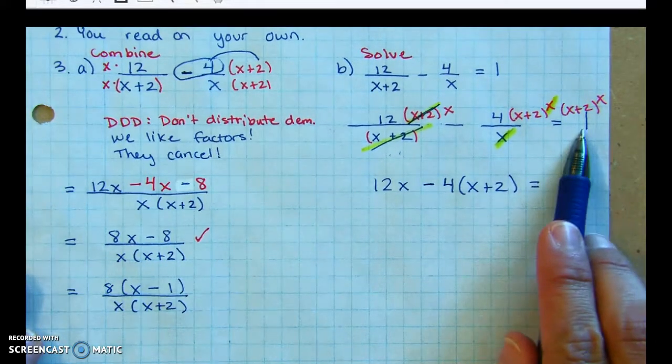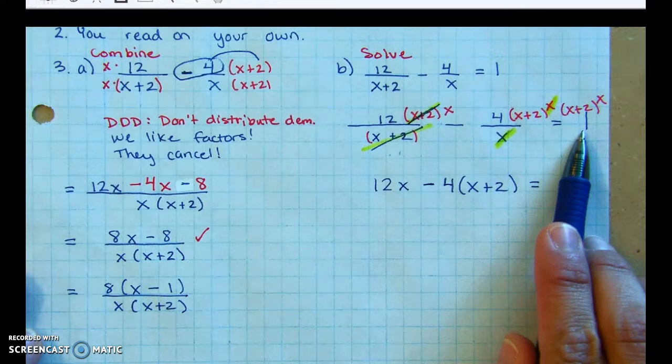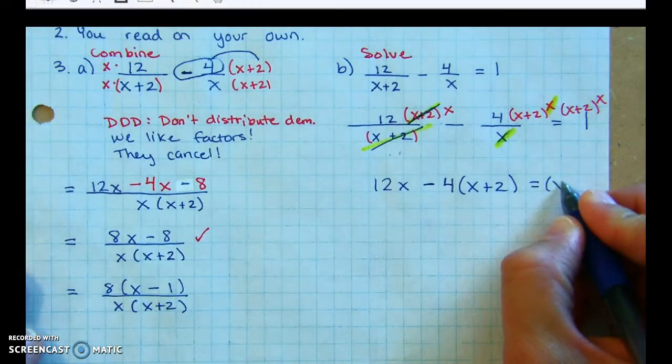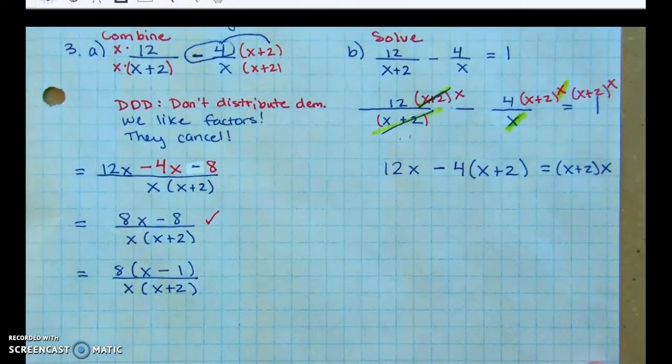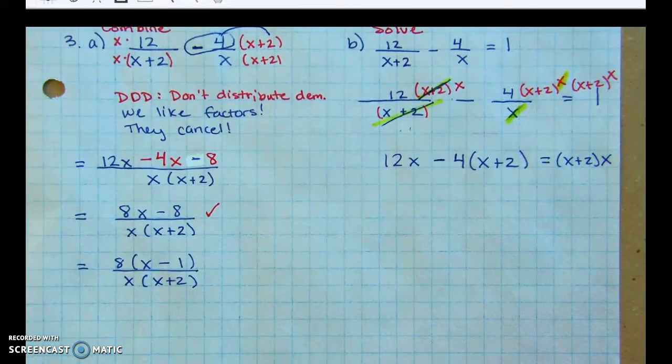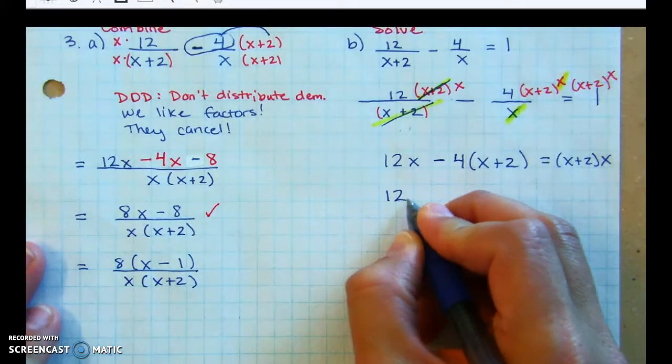Nothing canceled over here. So we have x plus 2 times x, like that. Doing okay? All right, let's distribute, combine like terms, and see what kind of equation we have. We should have a linear or a quadratic. You ready? Get set. Here we go.